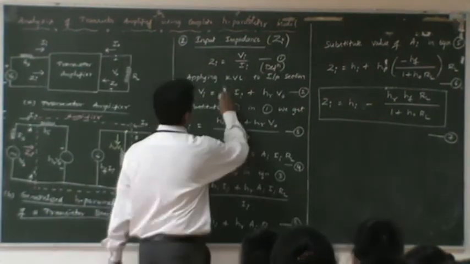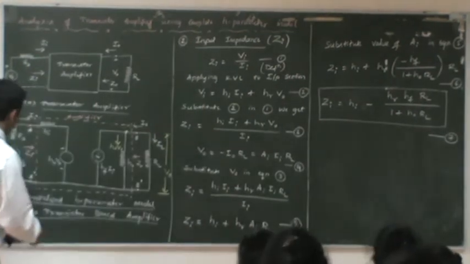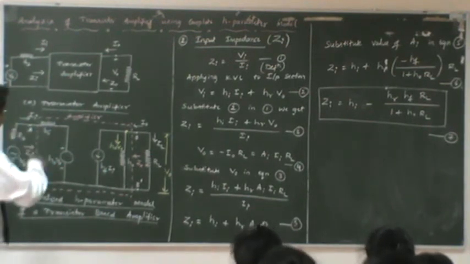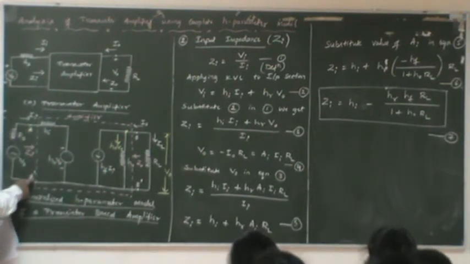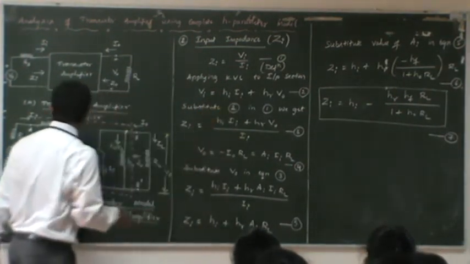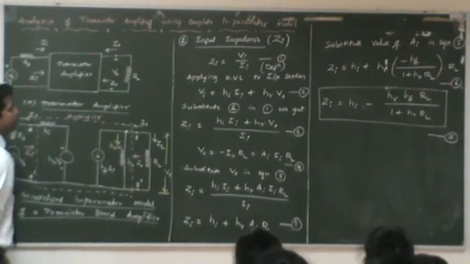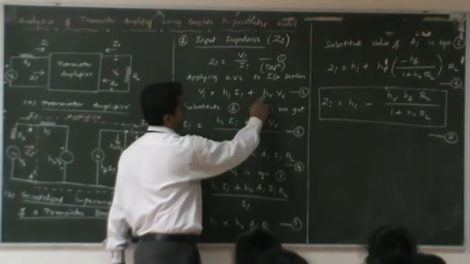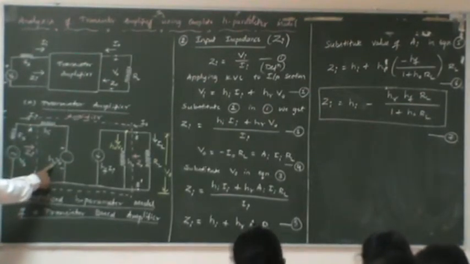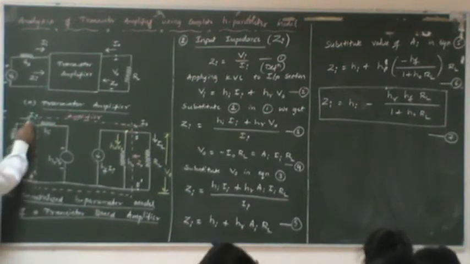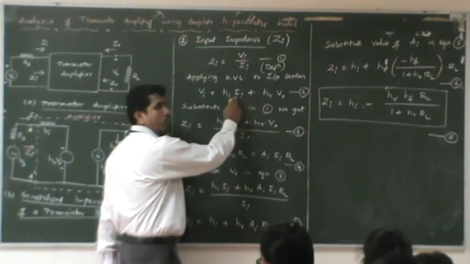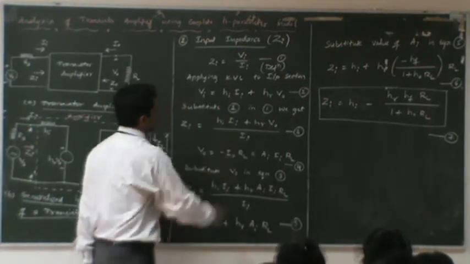Next, apply KVL to the input section of the figure shown in figure B. If you apply KVL, between A and A dash, the voltage Vi is equal to the drop across Hi, which is Ia times Hi, plus the drop across this voltage source, which we consider as HR times V0. So Vi is equal to Hi times Ia plus HR times V0. That gives you the Kirchhoff voltage equation. Let's call it equation number 2.